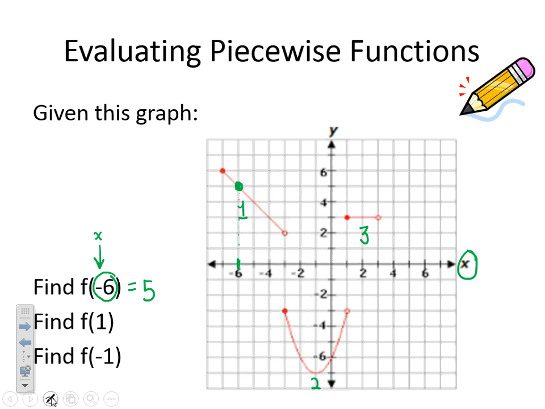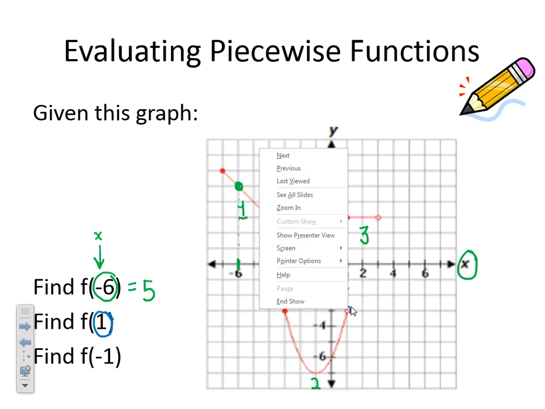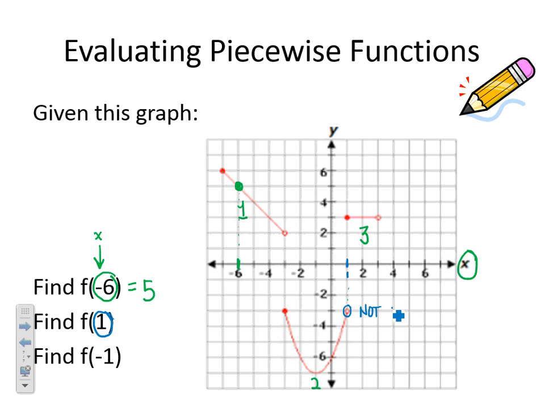Okay, now I want to find f of 1. So I'm going to go to the x-axis and find my 1. Here's where 1 is, and I'm going to find the y value that works. If I come down here, this y value is not included. So this is not the answer, okay? This has an open circle, which means not included. But if I go up to the top, I see a solid point, and that solid point means it's included. So when I have an x of 1, my y value will be 3. Not negative 3, but positive 3 in this case.